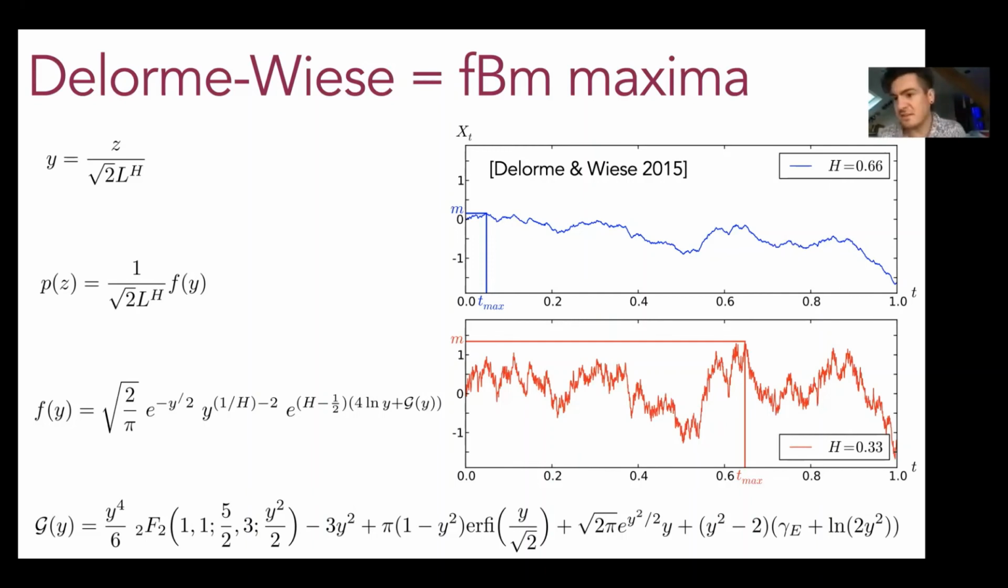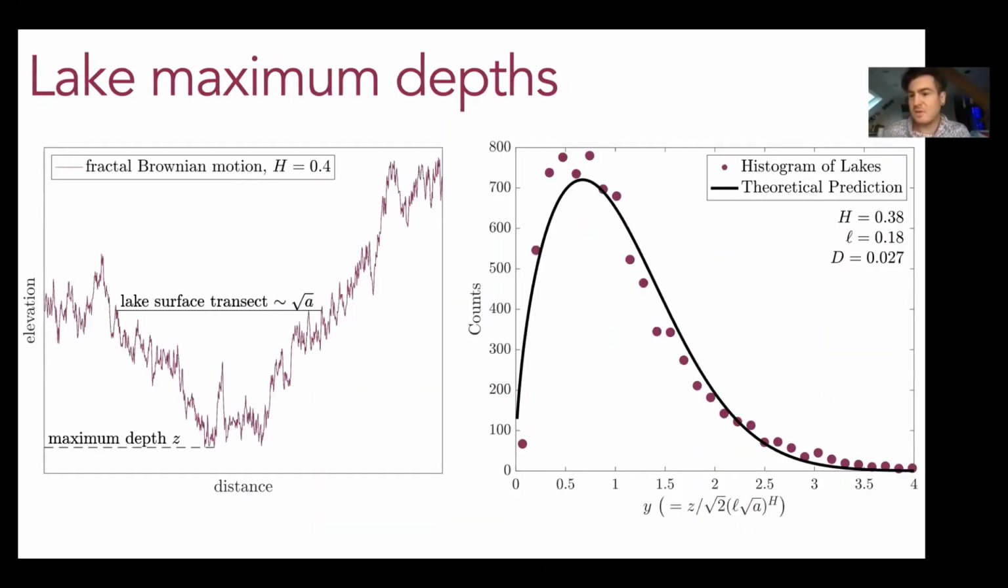This also sounds very abstract, but it turns out this is a really beautiful way of describing the maximum depth of lakes. If I think about the Earth's surface as this kind of fractal Brownian motion, it turns out that Earth topography is really well described as a Brownian path with an h value of about 0.4. So I can think about my lake as just a bit of water sitting on one of these paths. Then the area of my lake would be something like the square root of the length of that transect.